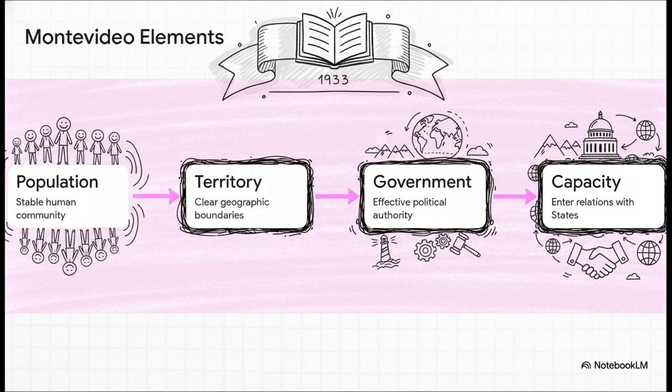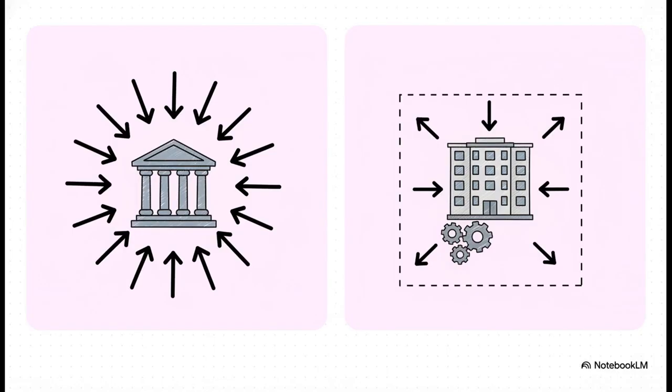A quick tip here, that capacity element is usually the hardest to prove on a factual question since it really tests external sovereignty. Now here's a distinction that will really elevate your essay: plenary versus functional capacity. States possess inherent plenary capacity, whereas organizations only have derivative functional capacity. Well, what does that mean? Well, plenary capacity means that just by existing as a state, you inherently possess all international rights and duties. It's absolute.